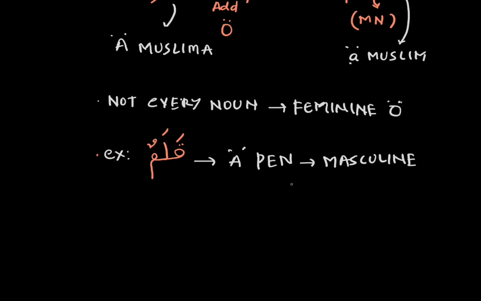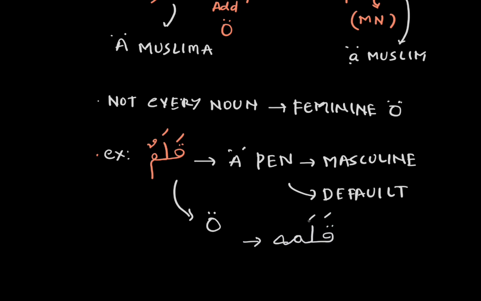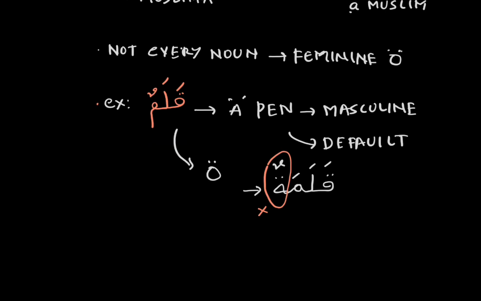Now this masculine noun is masculine by default. It can't be changed into a feminine noun by adding a closed ta. Suppose we add a closed ta, that is the ta marbutatu, then it forms qalamatun. So here you can see qalamatun. Is it a feminine noun? No, it is not a feminine noun, because you can't add a closed ta at the end of qalamun to make it a feminine noun. So qalamun is by default a masculine noun.